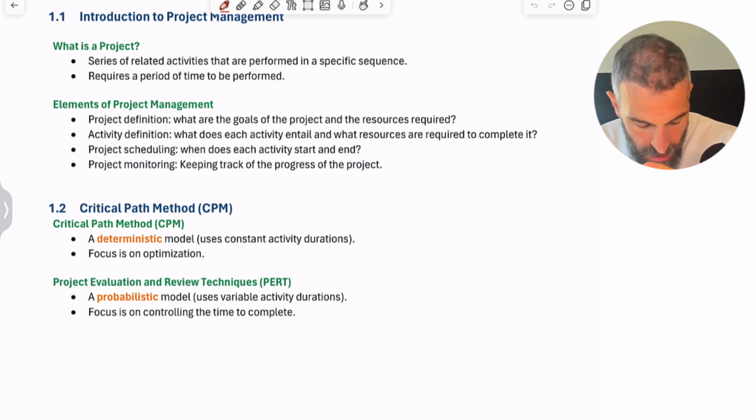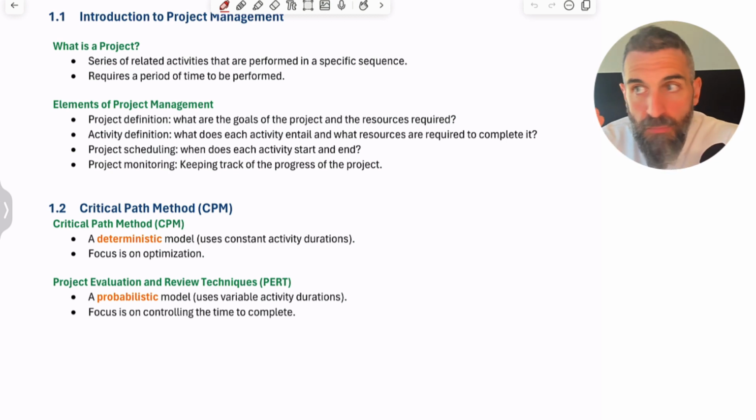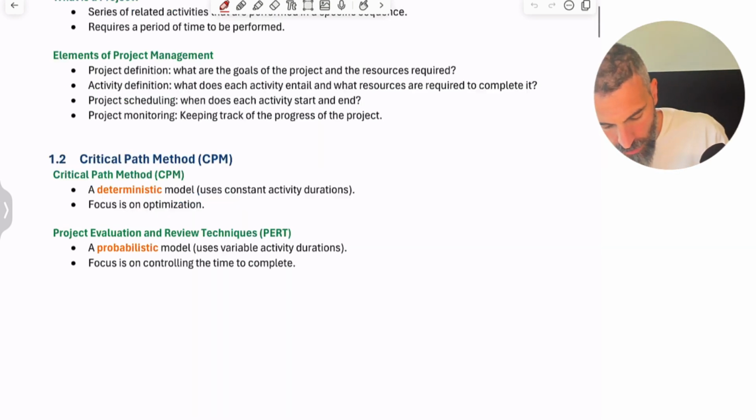Whereas later on, we'll see the PERT method, the project evaluation and review technique. This uses probabilistic time estimates, where time is variable, where the same activity could take you 2 weeks to complete, 3 weeks to complete, 5 weeks to complete. There's a little bit of variation there. And in that context, what we're typically focusing on is time management. So time is not an issue with the first system because time is fixed. There's no variation. We know exactly how long it's going to take. Whereas in the second one, time becomes a variable.